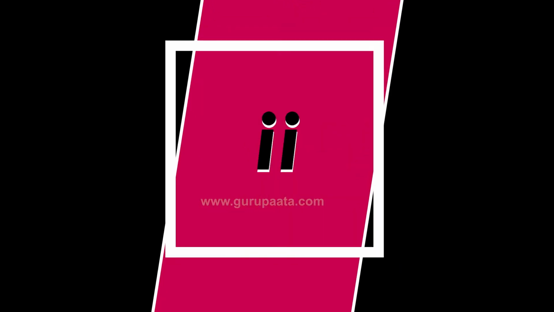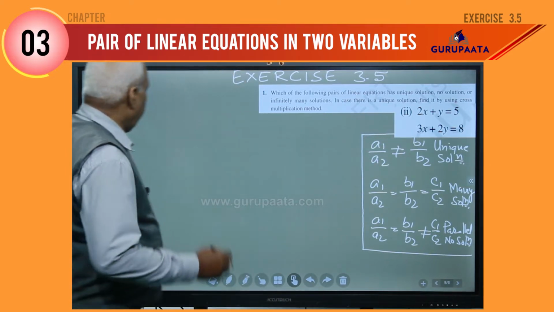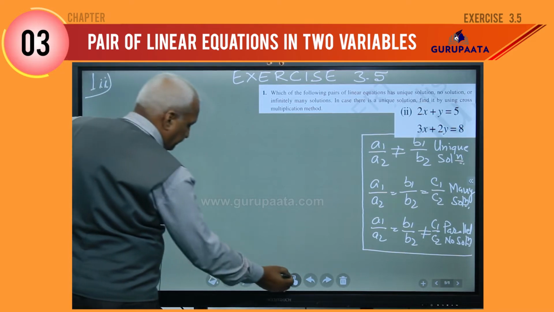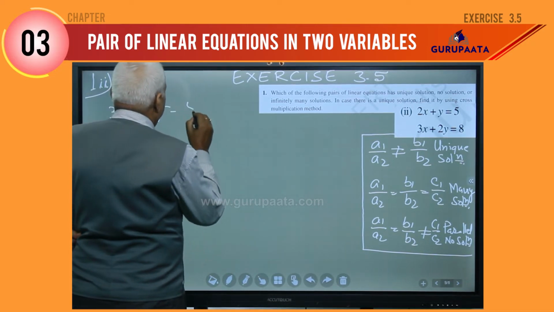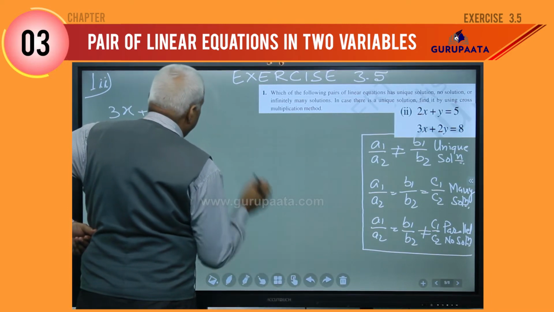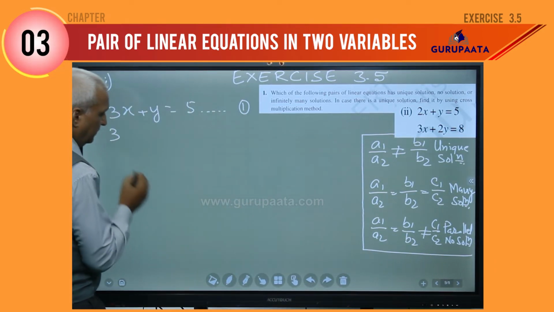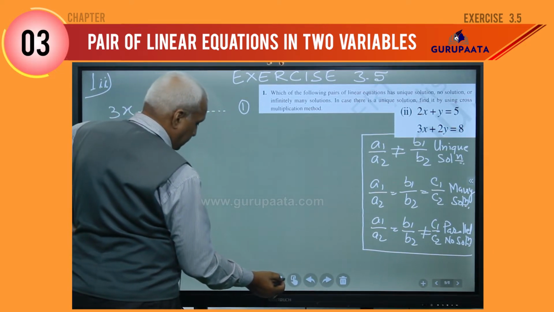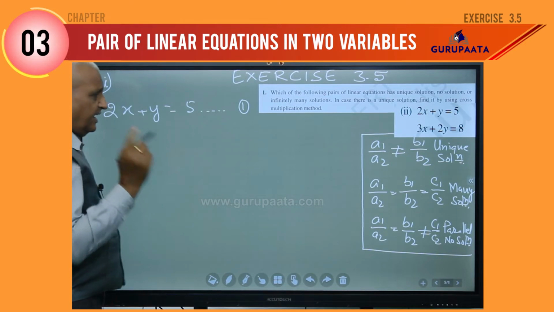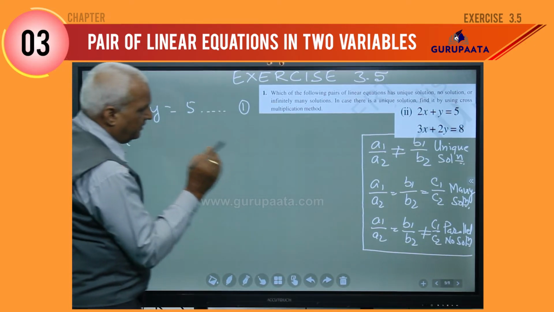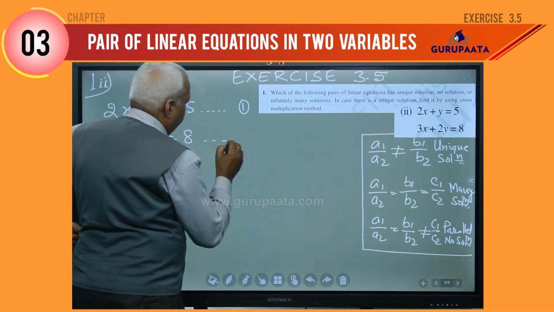That is question number 1.2. The pair of linear equations given are, we will write here, 2x plus y equal to 5. This is equation number 1. I am sorry, I first wrote 3x, but this is 2x. The second equation is given as 3x plus 2y equal to 8, and this is equation number 2.